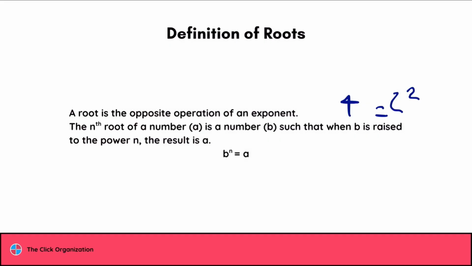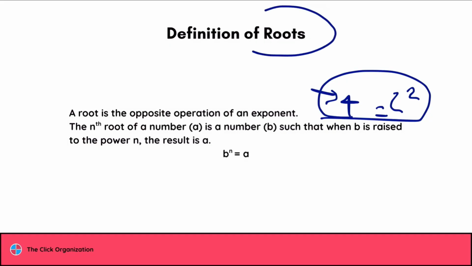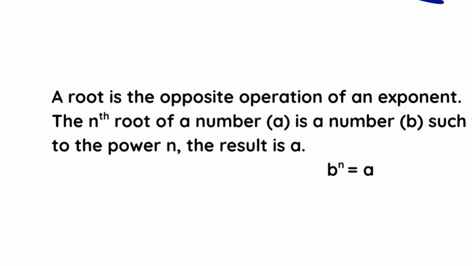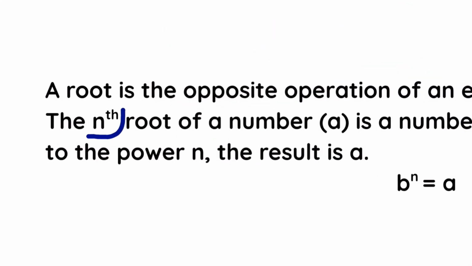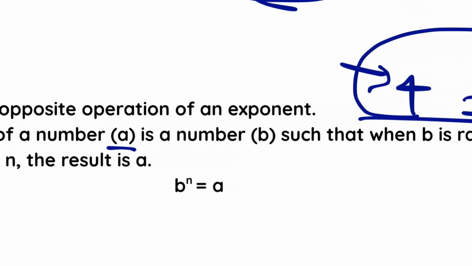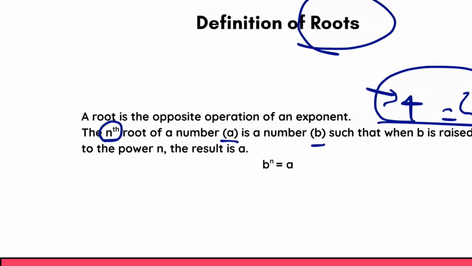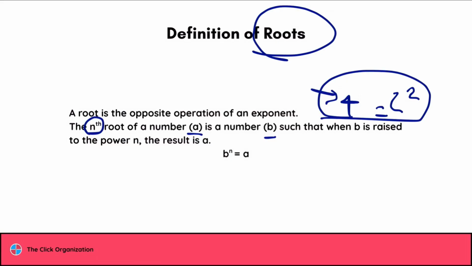If I want to start with the 4 side of this equation, using exactly this operation, I would use roots or radicals. The n-th root of a number a is a number b such that when b is raised to the power of n, the result is a. Here n is a variable; it can be any number.